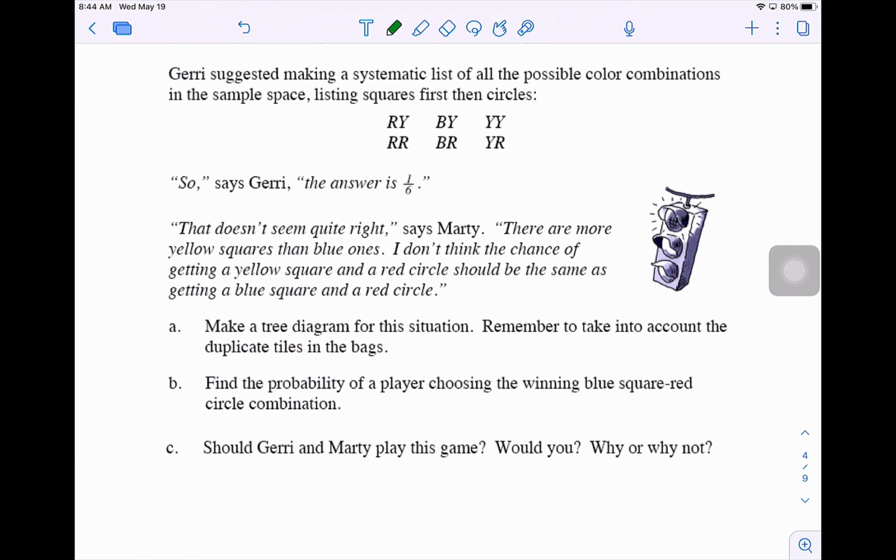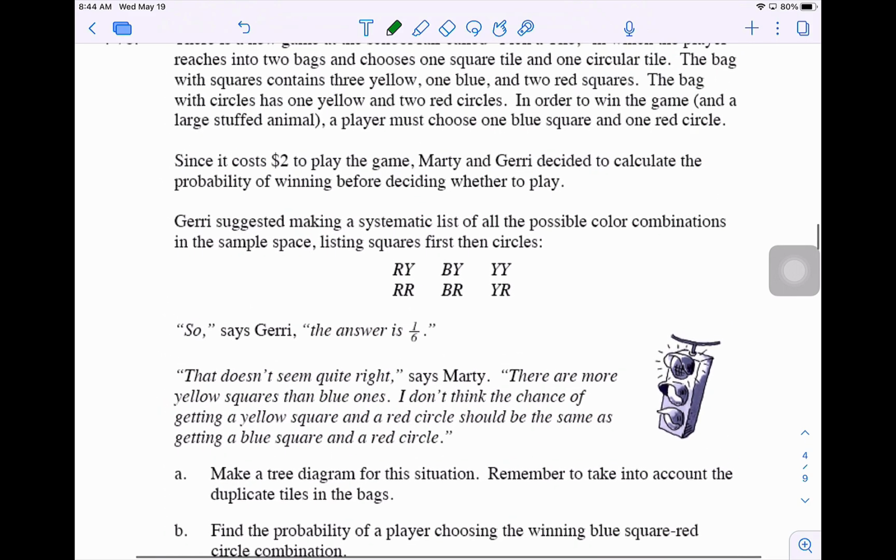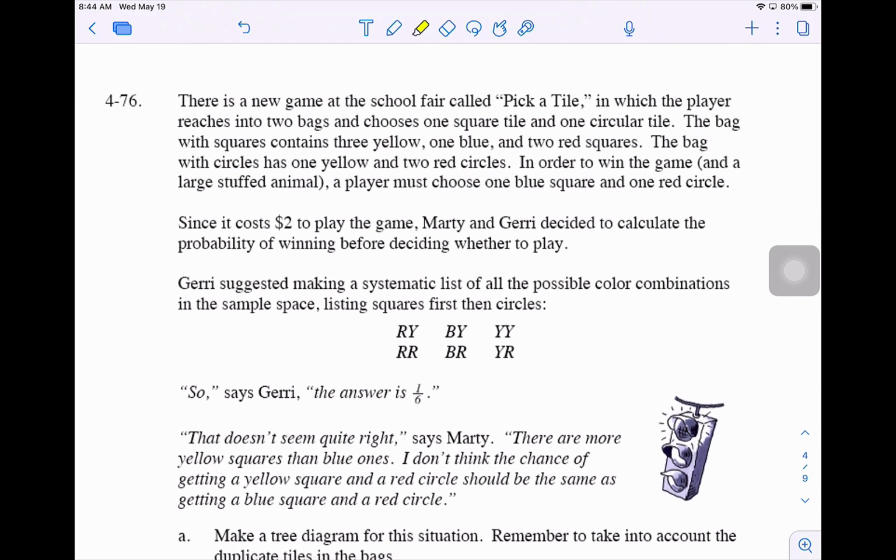What do we think? Let me highlight a couple of things so you can see it quickly. The bag with squares contains that, and the bag with circles has that. There's the highlighted information. What do you think? Is this a decent systematic list, or is there something wrong with this? Give me an answer here. Is Jerry okay, or is Marty right? Because something's not right here.